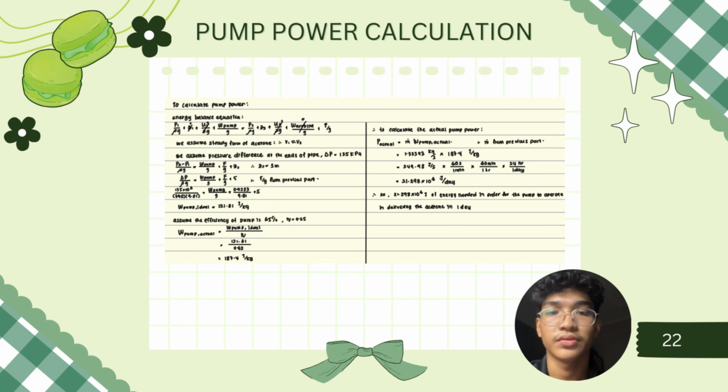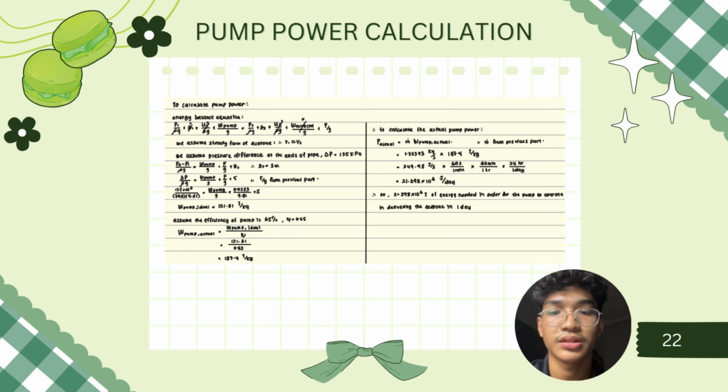So now we are calculating the pump power. To calculate the pump power, we use the energy balance equation. We assume a steady flow of acetone, which means the velocity is the same. We also assume the pressure difference at the end of the pipe is 135 kilopascal, and we sum the values into the equation, and we get the ideal work done by the pump is 1 to 1.81 joule per kilogram. Now we assume the efficiency of the pump is 65%, so we can get the actual work done by the pump.